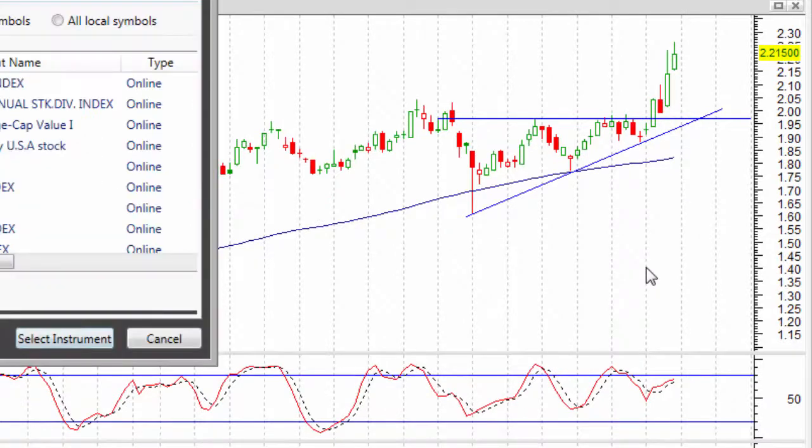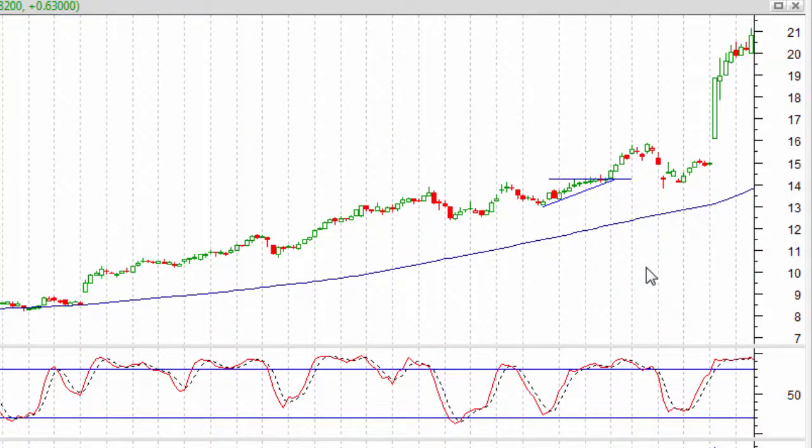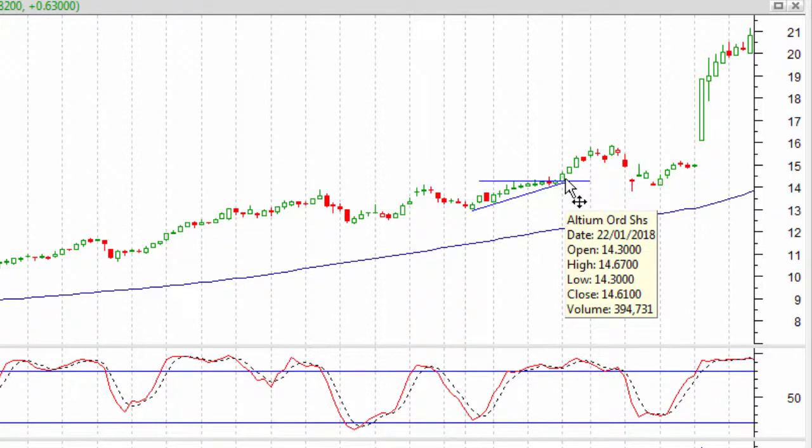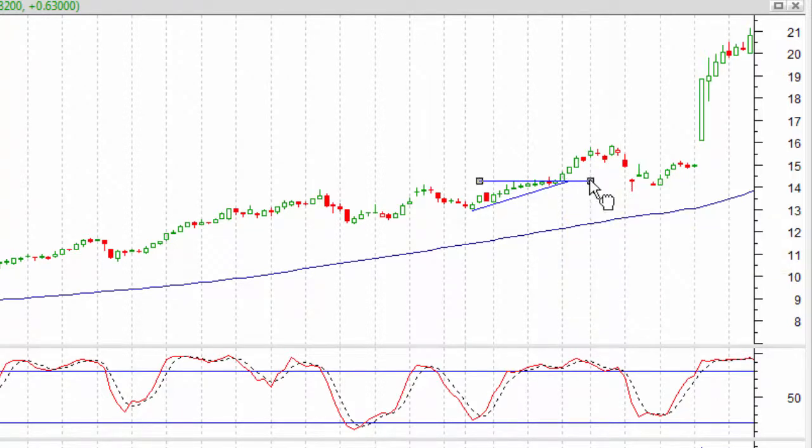And let's have a look at one last one, which is ALU, Altium. You can see another same sort of thing. When uptrends are in place, these type of ascending triangles are quite prolific. As you can see, lows getting higher, common resistance point before it breaks out. A lot of the time you will see markets come back and test the previous resistance point, which then turns into support.